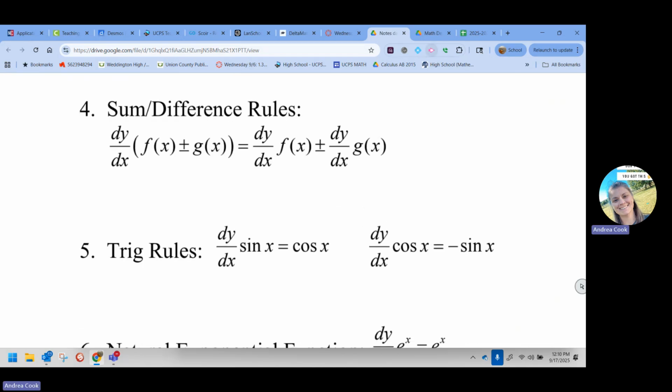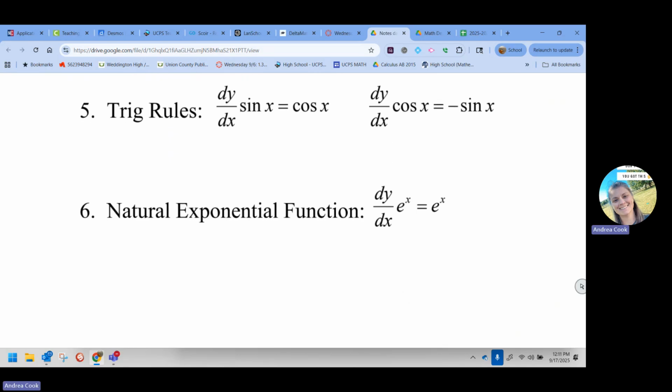And then this next rule should just make common sense. If I have a whole equation with things added or subtracted together, I can take the derivative of each part of the equation and still get the answer. It'll just flow that way naturally anyway.